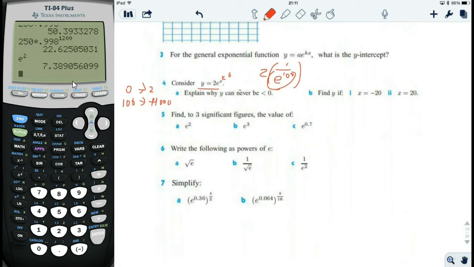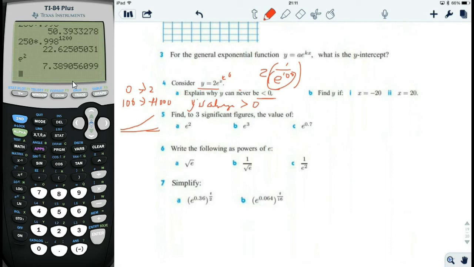And the reason why is because remember, there's a horizontal asymptote whenever you draw an exponential function, and the exponential function is approaching 0, but it never gets there. So not only does y never become less than 0, it never even becomes 0. So actually, y is always above 0, more than 0.